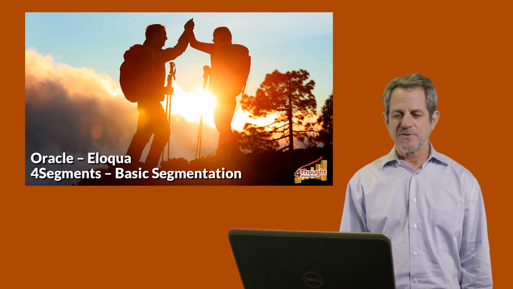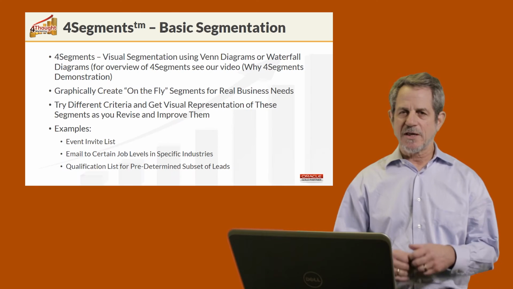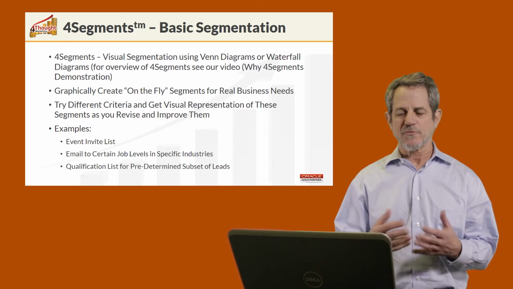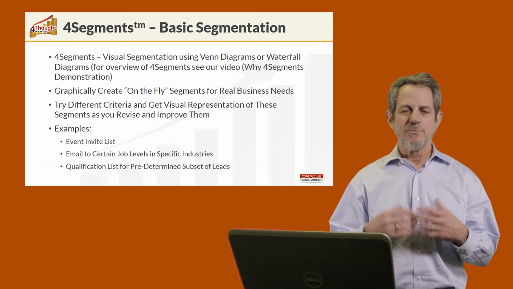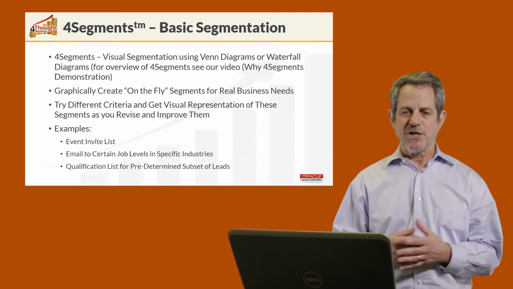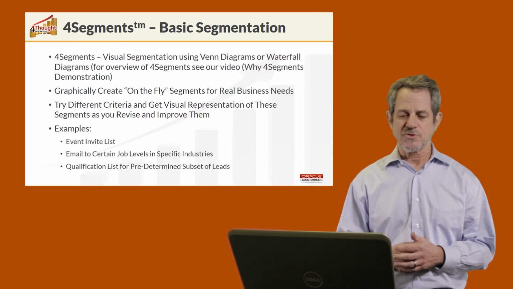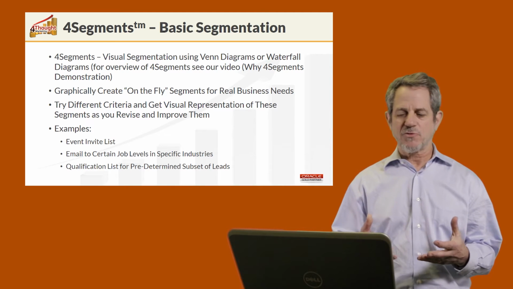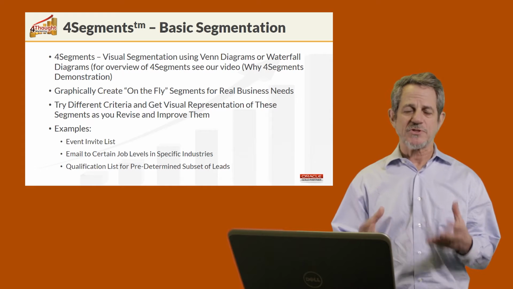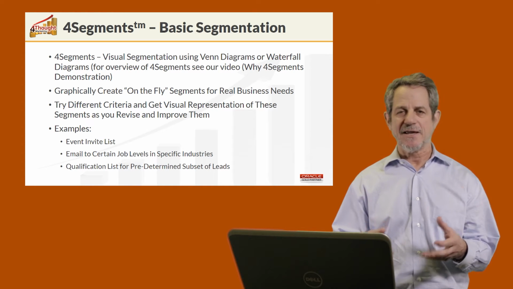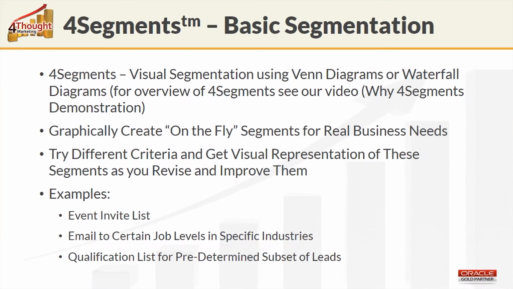4Segments is a visual segmentation tool that allows you to use Venn diagrams or waterfall diagrams to do better, easier segmentation than what you may be used to using your current systems. We can graphically create on-the-fly segments for real business needs, for the things that you're doing today, every day of your life. It allows you to try different criteria and get visual representation of those segments as you revise them, add new criteria, change values, really manipulate the data to meet your specific needs.